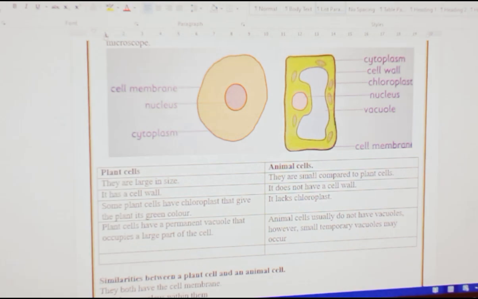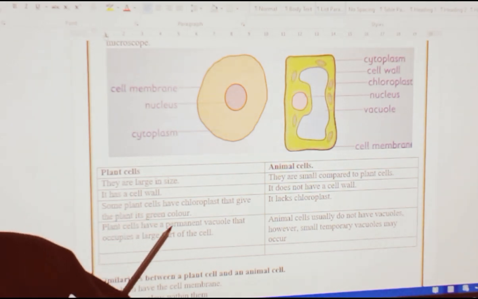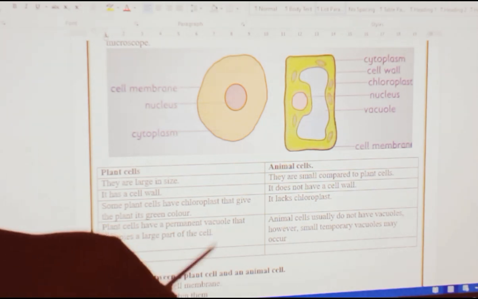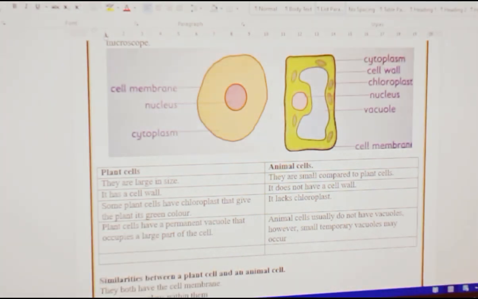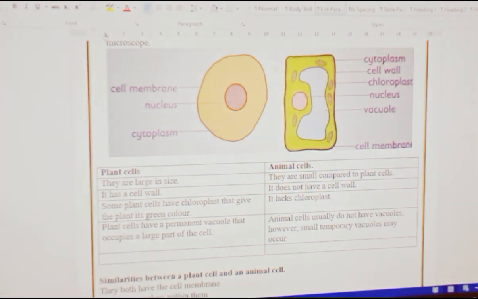But we have what we call melanin. So let's continue. The plant cell has a permanent vacuole that occupies a large part of the cell. But what about the animal cell? Animal cells usually do not have vacuoles. However, small temporary vacuoles may occur, but not most of them.